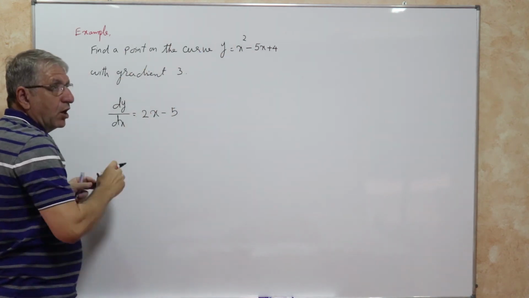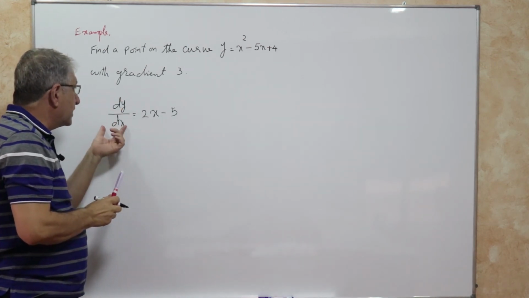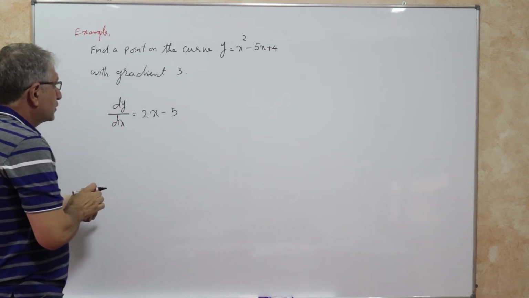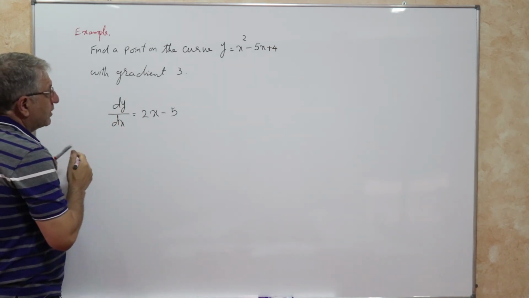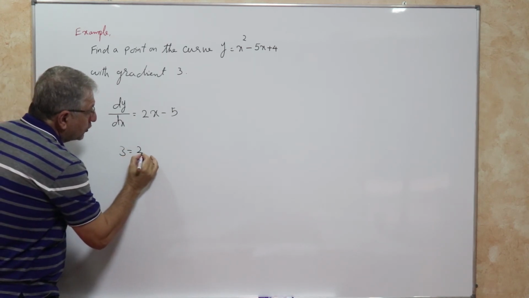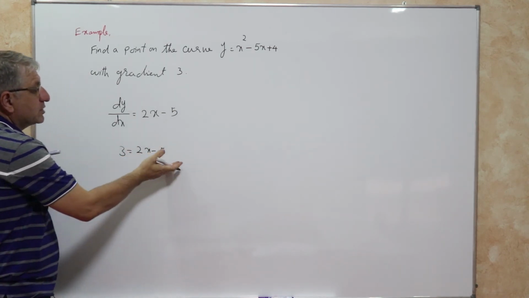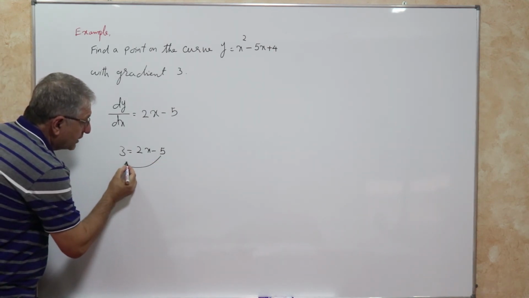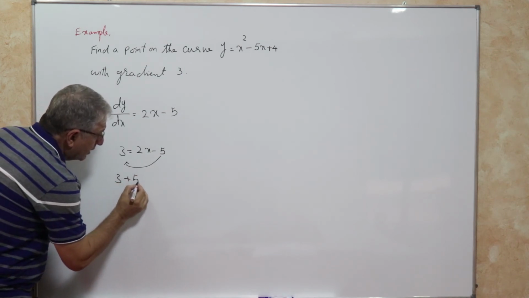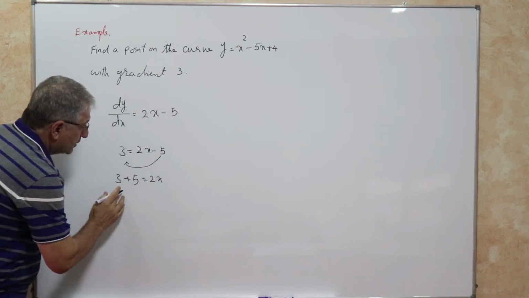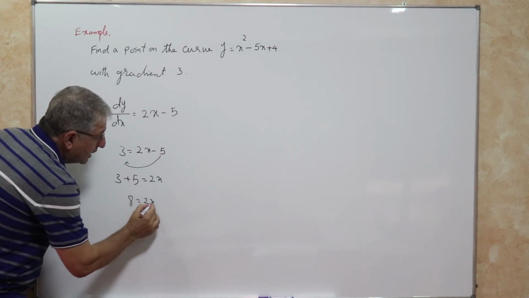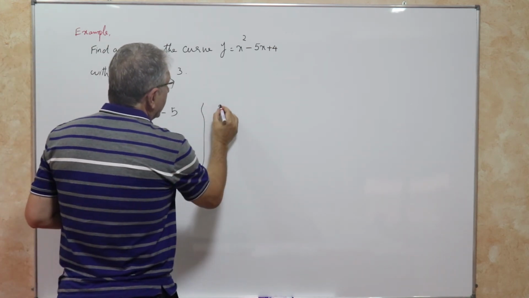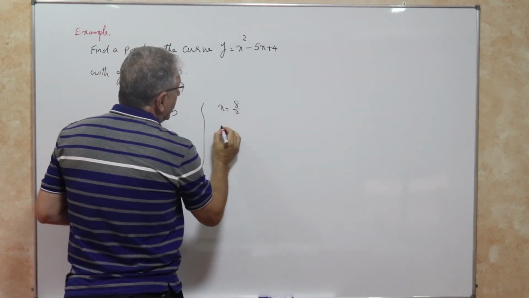Therefore, the gradient at every point is dy by dx. The gradient has been given to us, therefore dy by dx is equal to 3. So this is my dy by dx. Therefore, 3 will be equal to 2x minus 5. Now it is a linear equation which we can easily solve. Bring the 5 to the other side. Therefore, 3 plus 5 is equal to 2x, so 8 equals 2x. Divide both sides by 2. Therefore, you are going to get x equal to 8 over 2. So x is 4.